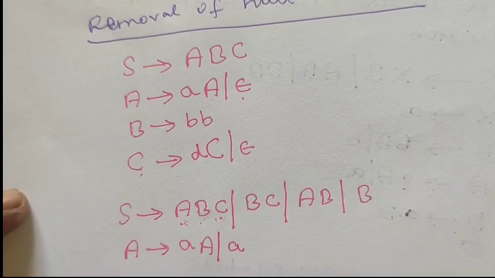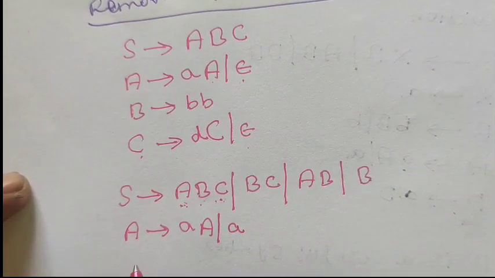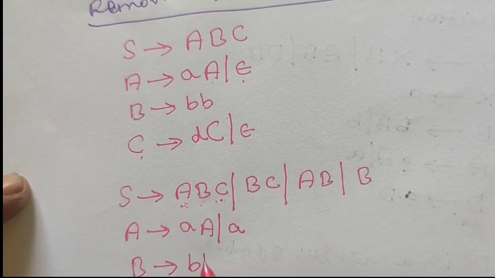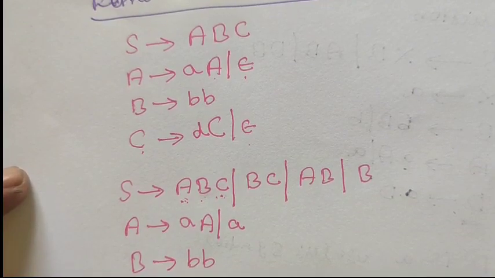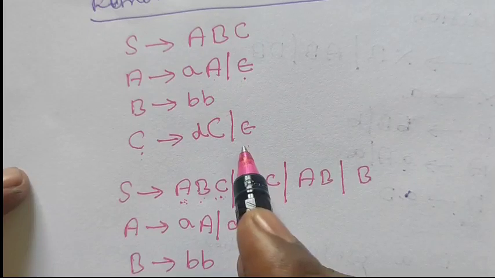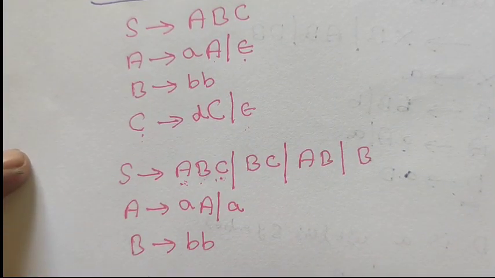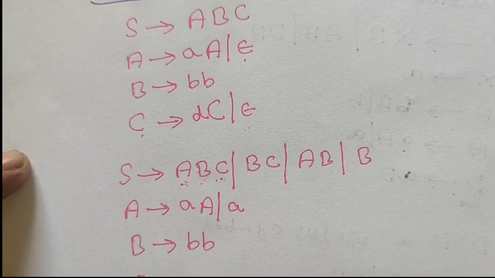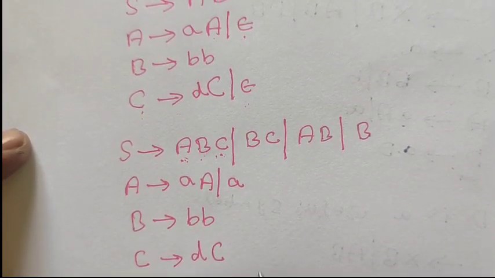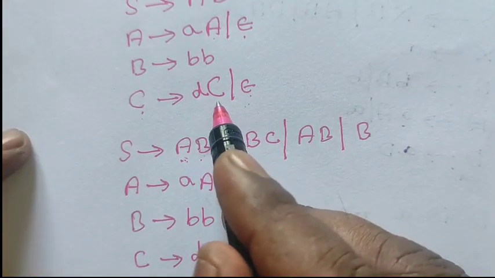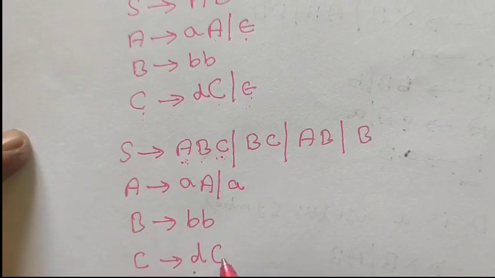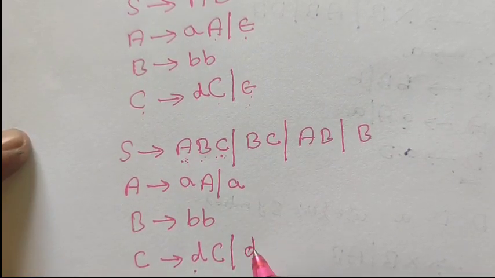The next production B does not have any epsilon transitions, isn't it? It does not have any null production, so B tends to BB. I am not touching this. The third one is C. C is having a null production, isn't it? You rewrite the production for C. C can be written as DC. Now, when I substitute epsilon on C, the remainder is D.